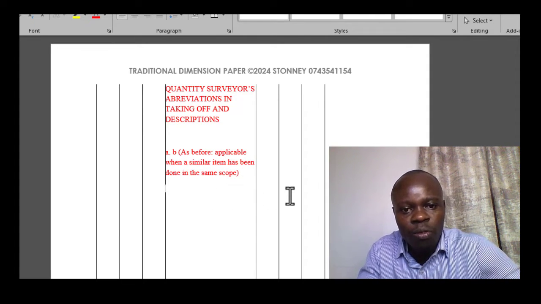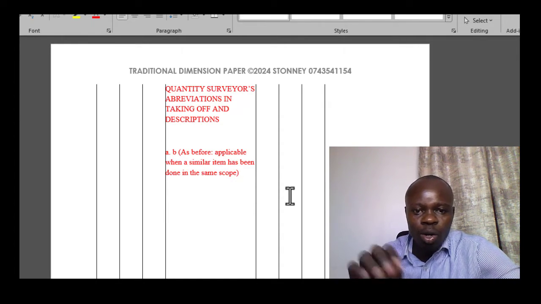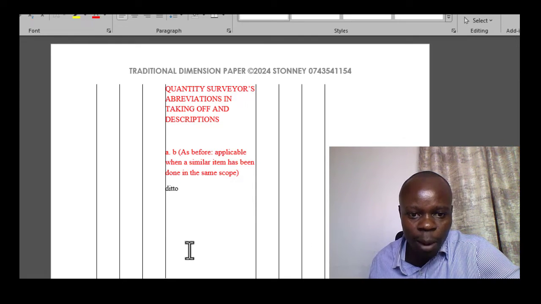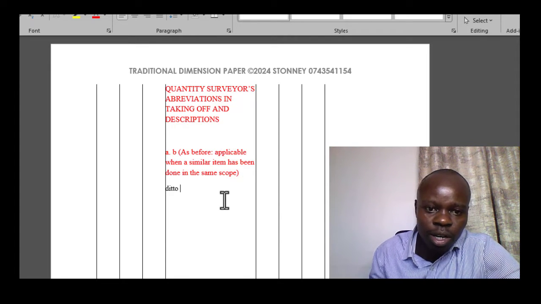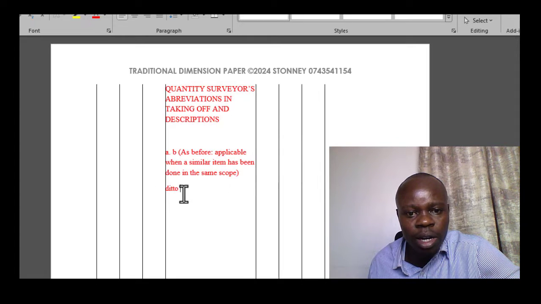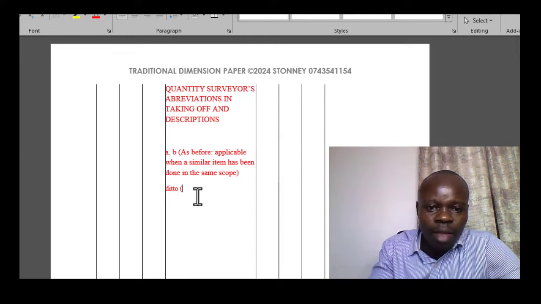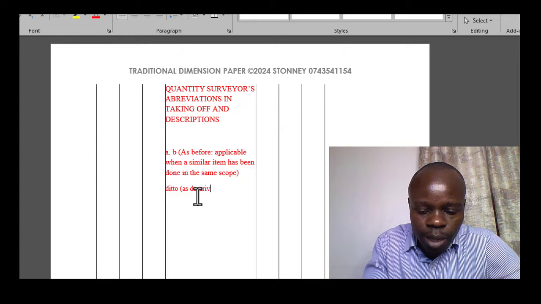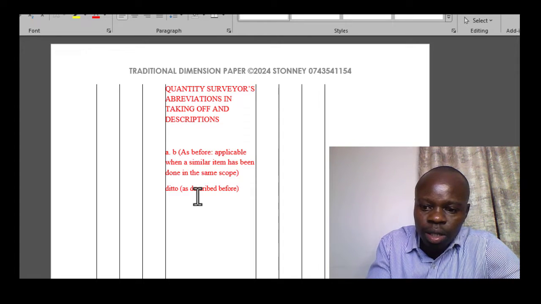So we have as before, then you can also say as before described, or you can also use the word ditto. So you will come across such a word as well in the process while we'll be doing our taking off. So when you see the word ditto, that will also mean as described before. Ditto also means as described before.